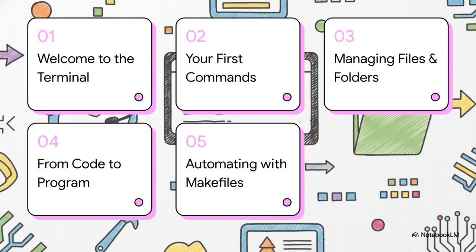So here's our game plan. We're going to start with what the terminal even is. Then we'll learn a few basic words, your very first commands. After that, we'll start moving around and organizing things. And then the grand finale, we're going to take plain old code and turn it into a real program. And finally, we'll look at a way to make that whole process a lot easier with something called makefiles.